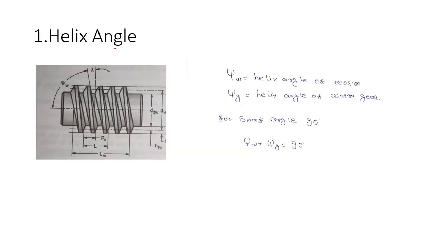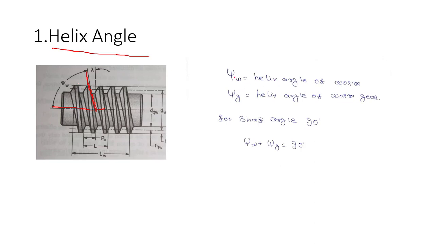So start with the helix angle. We already discussed it in helical gear. What is helix angle? Helix angle is the angle made by the helix with the axis of rotation. This is the axis of rotation, or it is the angle made by the teeth with the axis of rotation. So this is the length or side of the teeth, and this is the axis of rotation. The angle between them is the helix angle.